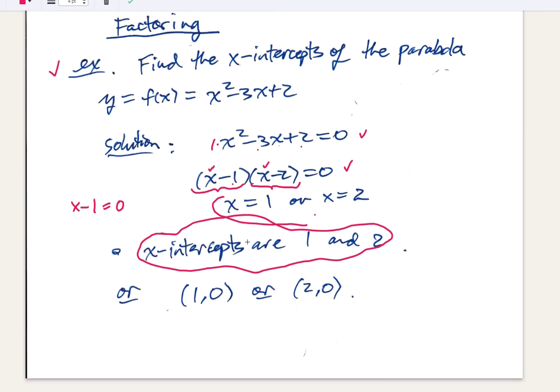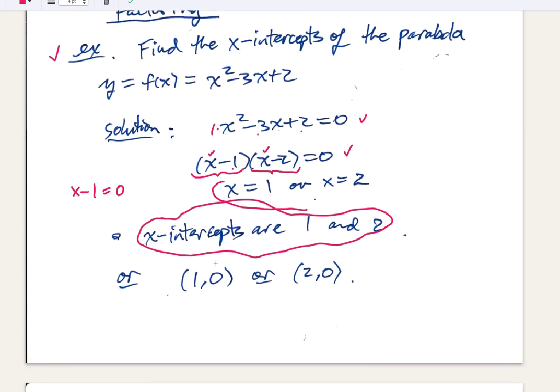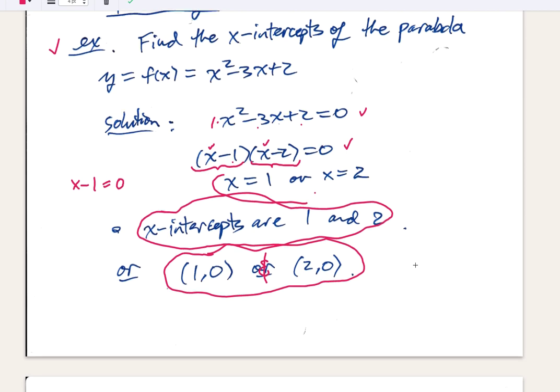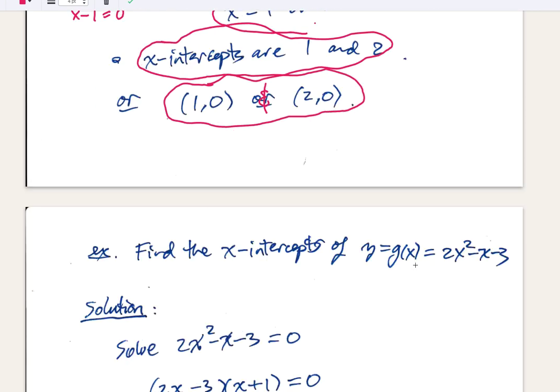And like I said here, some people will actually write those x-intercepts as points instead. Now, because these are points on the x-axis, the y-coordinate is 0, as we stated originally. So we could say the x-intercepts, in other people's language, (1, 0) or (2, 0). Okay? Or I should say, oops, not or. That should be and, since I'm just listing the intercepts. Okay? (1, 0) and (2, 0) are the x-intercepts. Their solution by factoring.